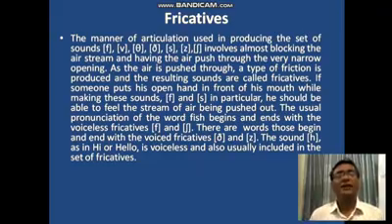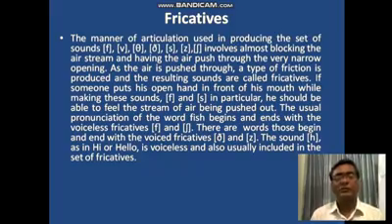Now comes fricatives. The manner of articulation used in producing the set of sounds like fo, vo, tho, do, so, zo, shaw involves almost blocking of the air stream and having the air pushed through a very narrow opening.